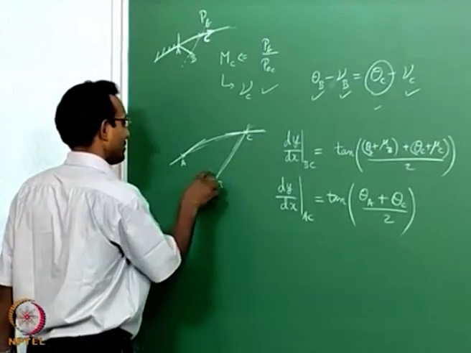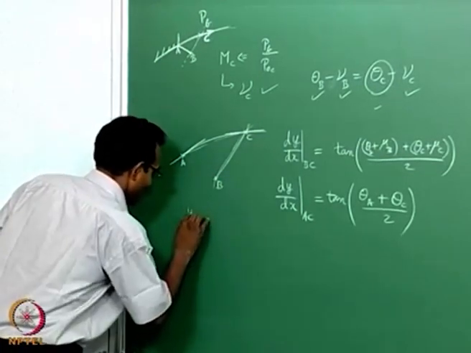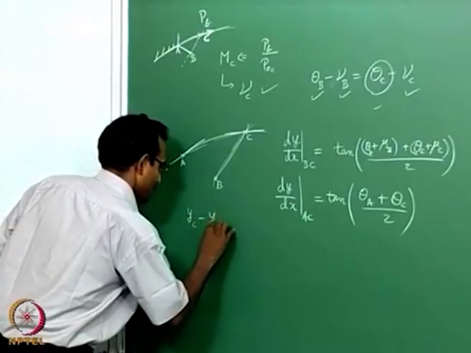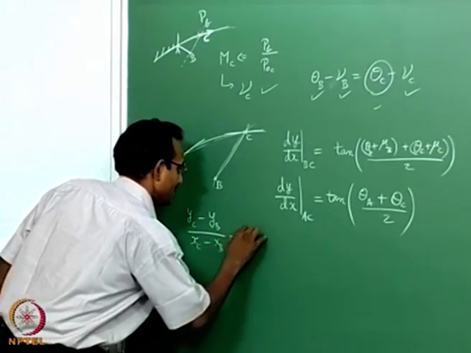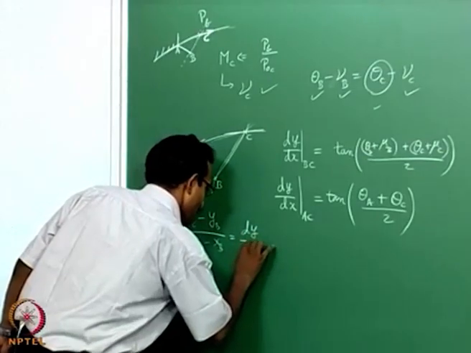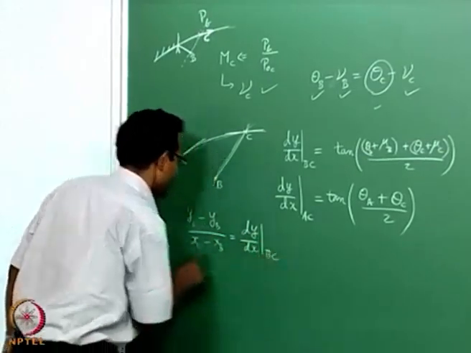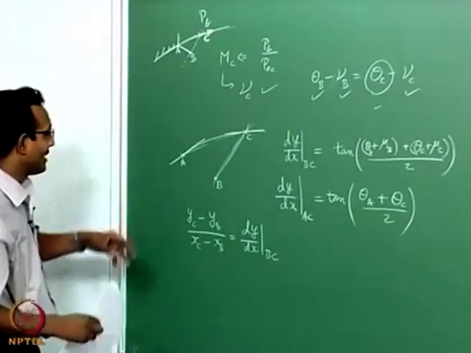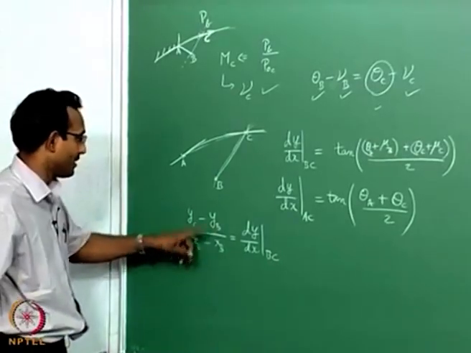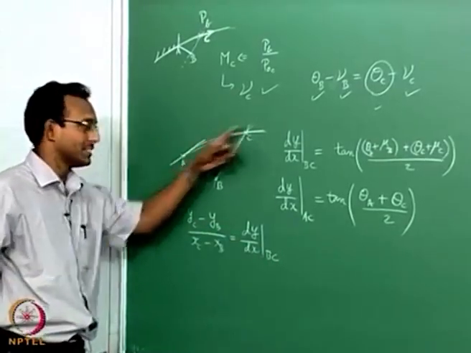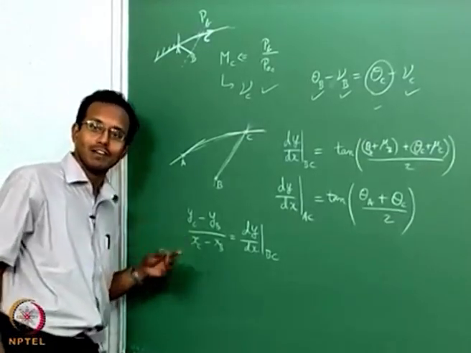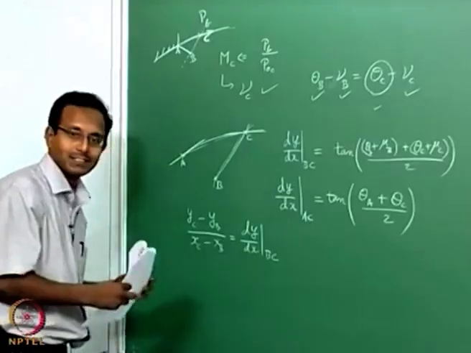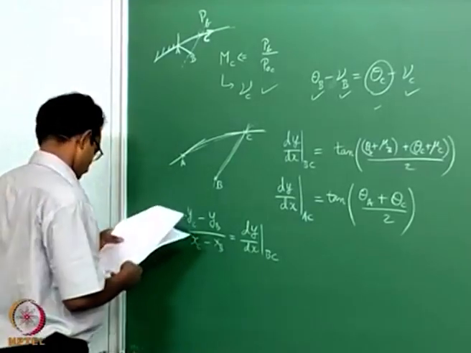Remaining thing is just, I believe I will write it once: (yc minus yb) by (xc minus xb) is equal to dy by dx of BC. This is one of the line equations. Similarly, I can replace this B by A, and I will get another line equation for AC. These two, if I solve for yc together, I will get the value of yc, and then I will substitute back to get xc. That is what we will do typically.